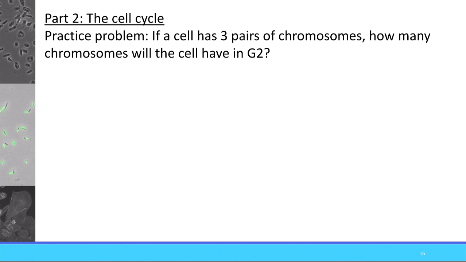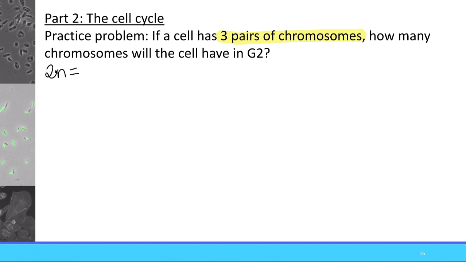So hopefully you've gone ahead and done that, and what we're going to do is I'm going to highlight the important part here. So the important part is that I am telling you that this cell has 3 pairs of chromosomes. So when you think of pairs, we should automatically be thinking diploid and thinking 2N. So now what we have to do is figure out how many chromosomes we have. And we're going to start with G1 and then we'll get to G2 in a second.